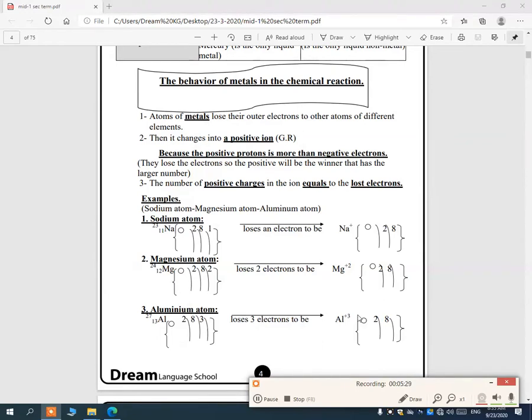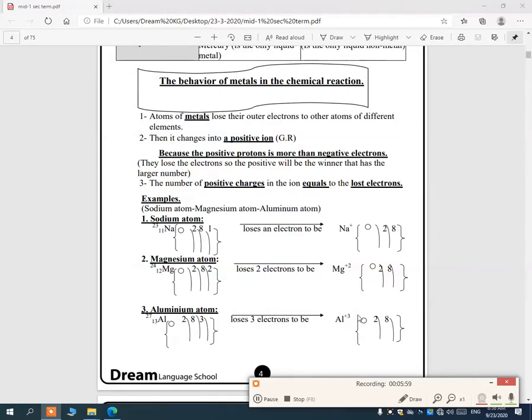Next, the magnesium. The atomic number of magnesium is 12, so the electronic configuration will be K2L8M2. So the magnesium will lose its outermost electrons and change into a magnesium positive ion, which carries positive 2 charges because it lost 2 electrons. And the new electronic configuration of the ion will be K2L8.